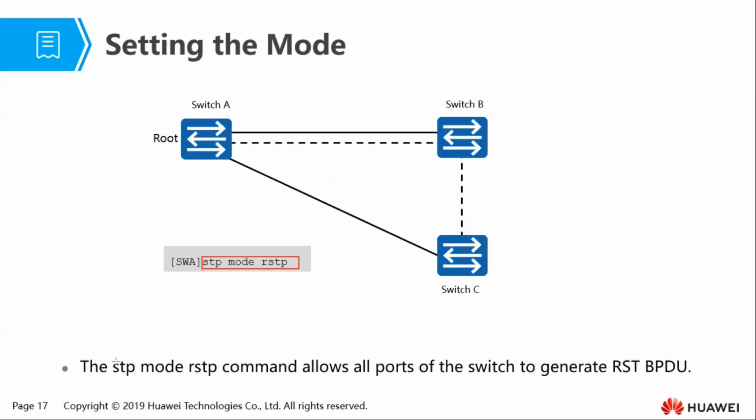So once you change the mode to RSTP using that command, then the switches will begin to generate RSTP BPDUs, and the proposal and agreement process will ensue.